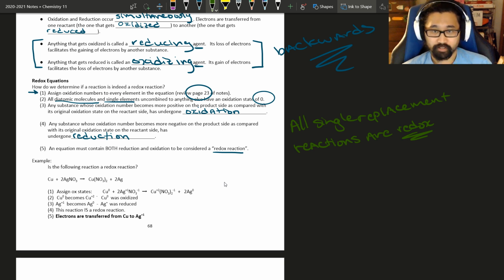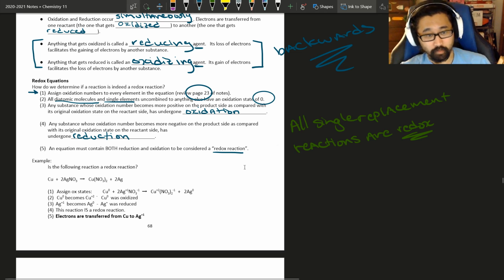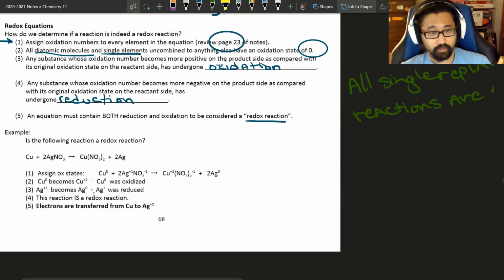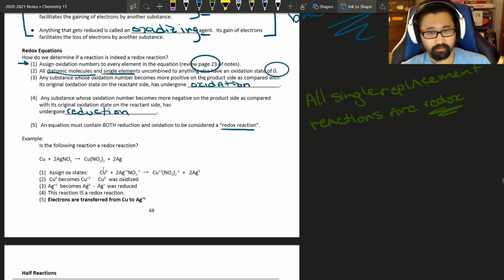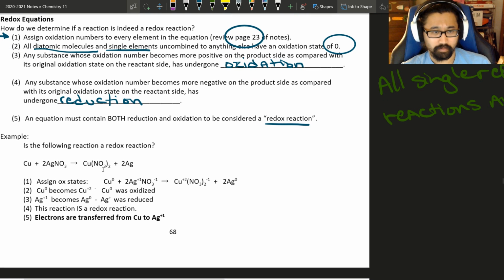All single replacement reactions are redox reactions. So just for reference, all right? Now, the example that we have here, which I will zoom in on: is the following reaction a redox reaction? So is this redox? Right?